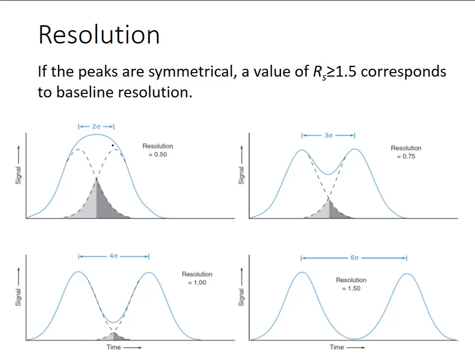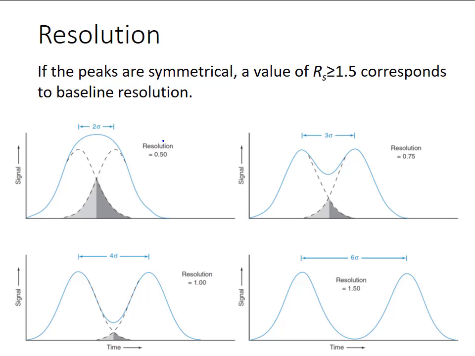That is to say, if we take this difference in retention times and multiply it by 0.589 and divide by the width at half height for each of these peaks, for this diagram, we get a resolution of 0.5. And as you can see, these two peaks are not resolved because they overlap, and when summed, give rise to a peak that looks like this.